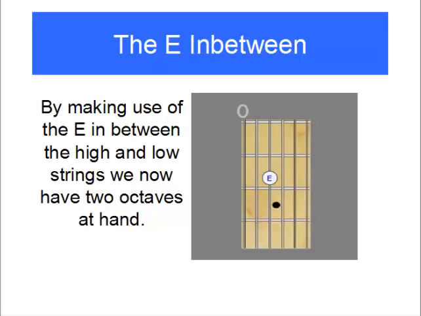So listen to all the notes that we're talking about and play them on your guitar. By making use of the E in between the high and the low strings, we now have 2 octaves at hand. Okay, low string, and the high string is the 2 octaves. And that picture doesn't include the high E string, but it just includes the middle E.